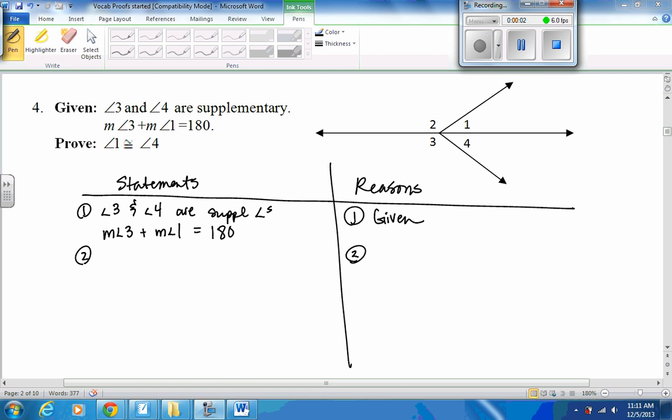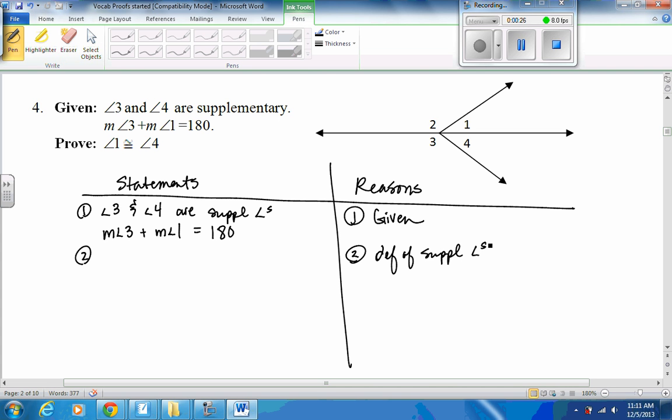What's the vocab word tied to this particular proof? So then what reasoning? Do you need to pause and maybe look for that on your own before we just start going through this? Supplementary. Is there a theorem? There is a supplement theorem, but the conditions are when we have a linear pair. Here, the conditions are they're supplementary, and that one is just the definition of supplementary angles.